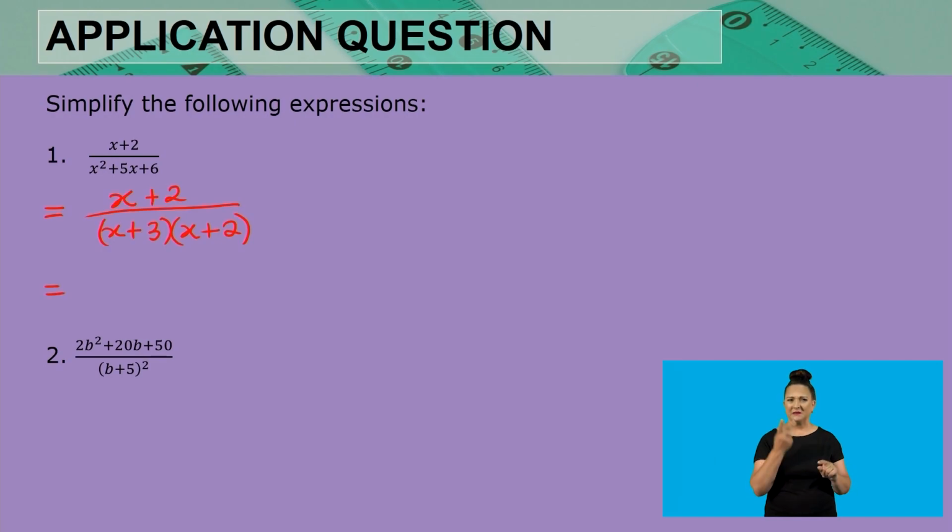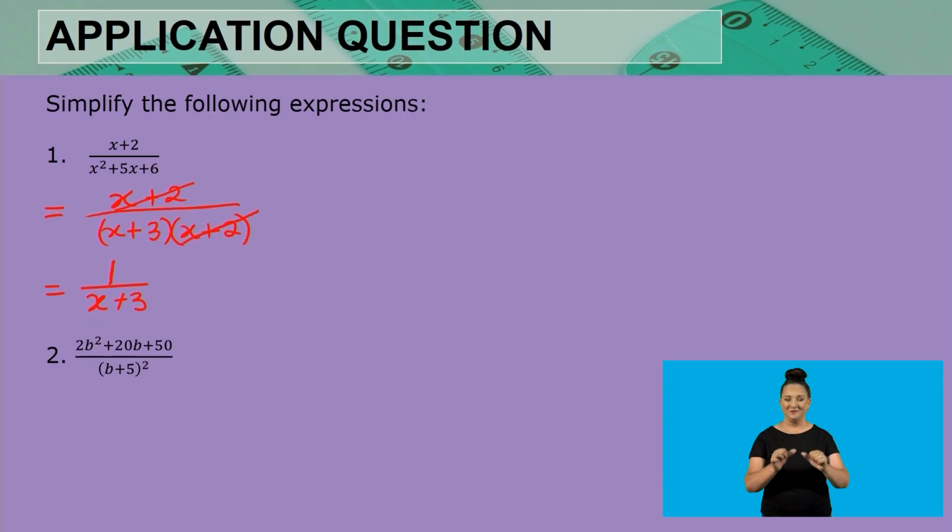But notice there, in the numerator and the denominator, there is something that is the same. There is a binomial and a binomial that is the same. Remember, the same thing divided by the same thing will give us 1. Those are the properties of 1. So x plus 2 divided by x plus 2 will give us 1, and as a denominator there, we are left with x plus 3. And that is our final answer.